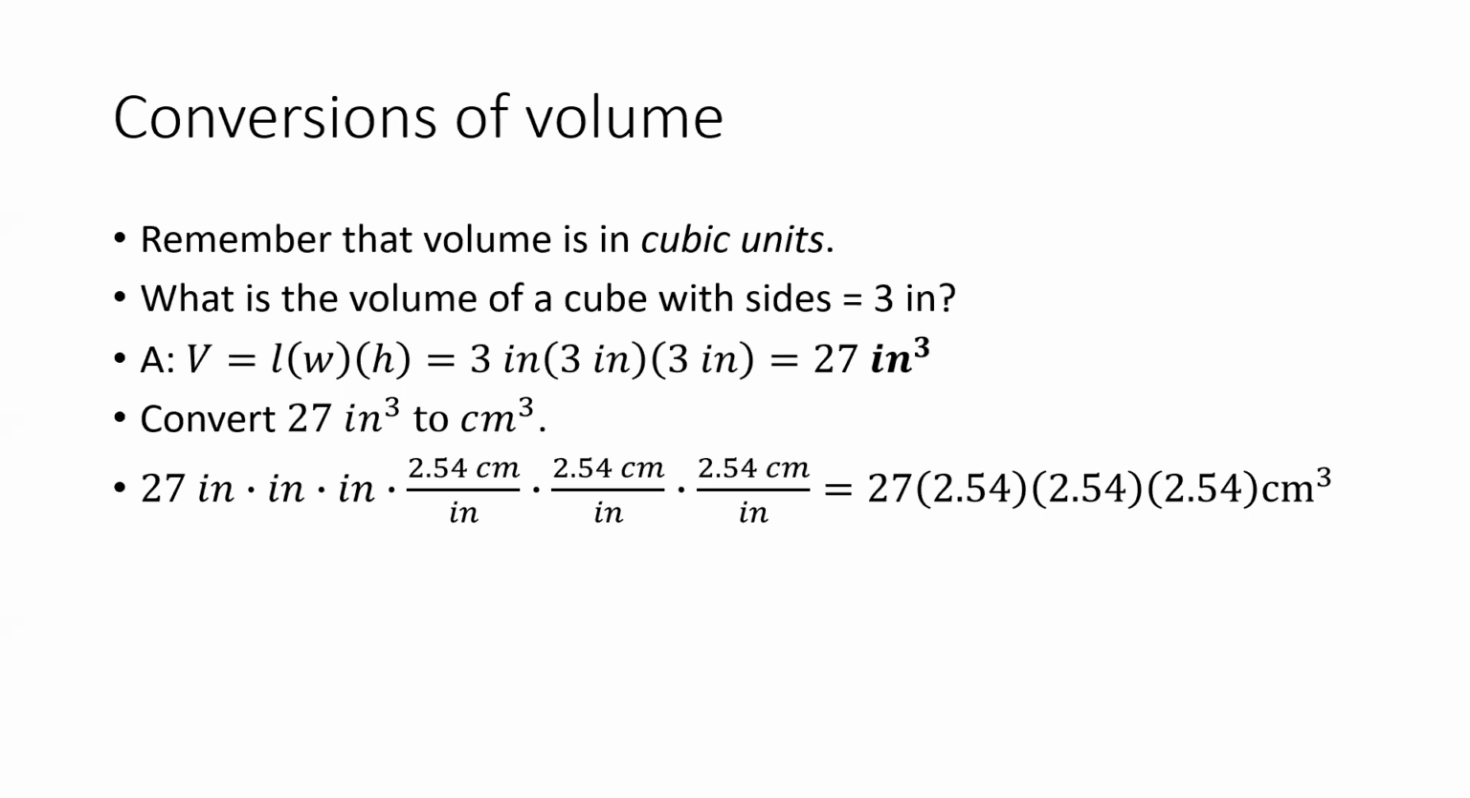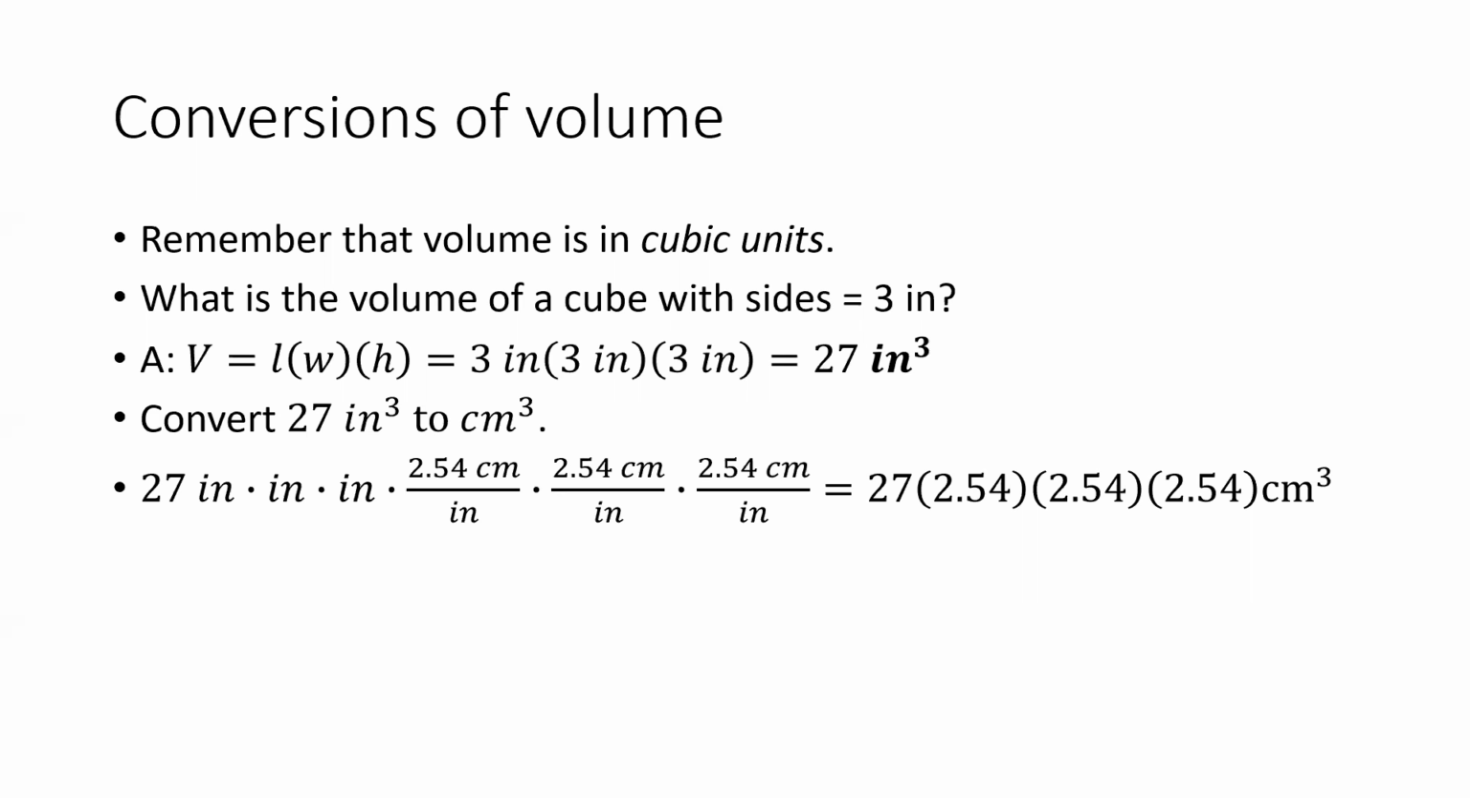So the question, what is the volume of a cube with sides of 3 inches? So the volume equals the length times the width times the height, or 3 inches times 3 inches times 3 inches, or 27 cubic inches, right? You guys can all do that. Now, here's the fun part. Convert 27 cubic inches to cubic centimeters.